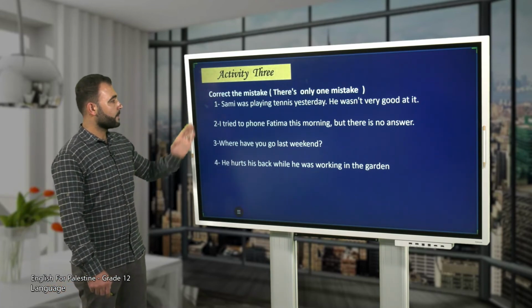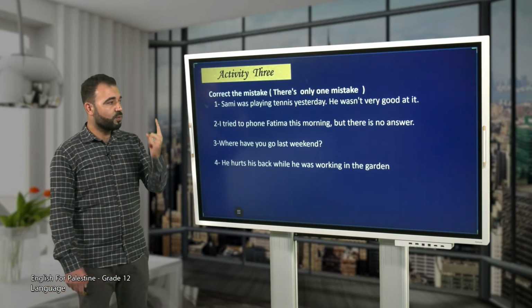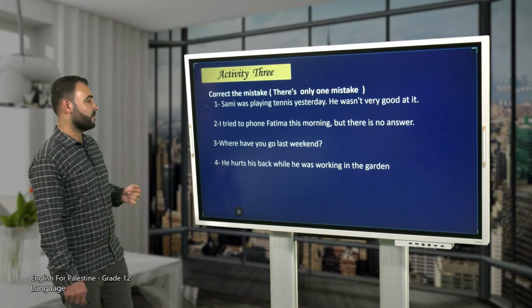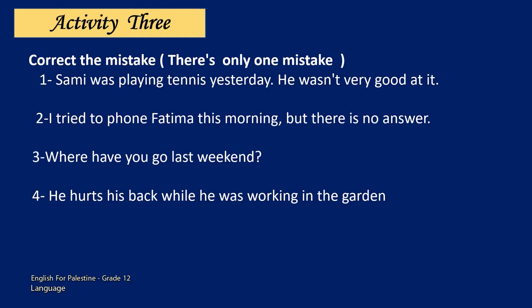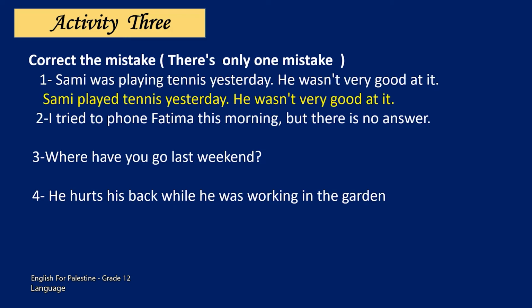Activity 3. Correct the mistake. There is only one mistake in each of the following sentences. Number 1. Sammy was playing tennis yesterday. He wasn't very good at it. Where's the mistake? Sammy was playing tennis yesterday. No, Sammy played tennis yesterday. He wasn't very good at it. So there's no continuity here. We have just to mention an action. So Sammy played.